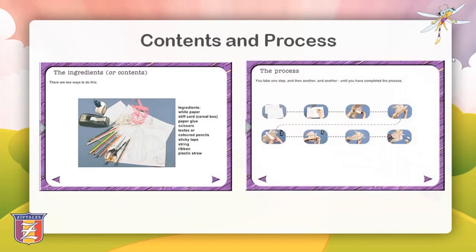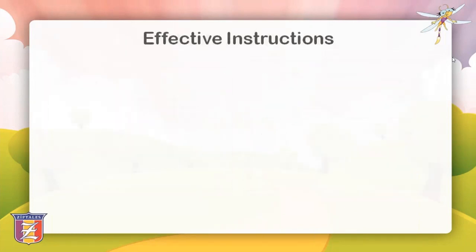Instructions start with the ingredients. Two ways of doing this are explained: lists and illustrations with labels. Then there is the matter of the process. An analogy is made in the lesson to stepping stones. These trace a path. Instructions too need a path. A visual representation of this is given, showing how numbered steps make things clearer.